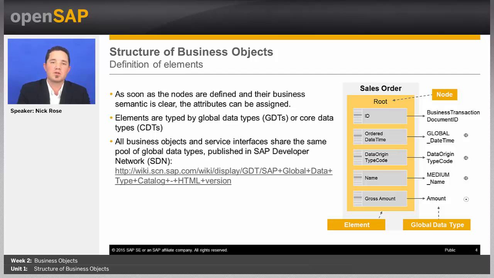But maybe you have an external ID that's coming in that you want to specifically say external order ID, something like that. Every element, though, will have a name and an associated data type. What kind of data can be stored in this specific element?